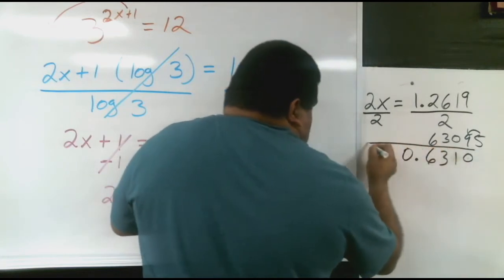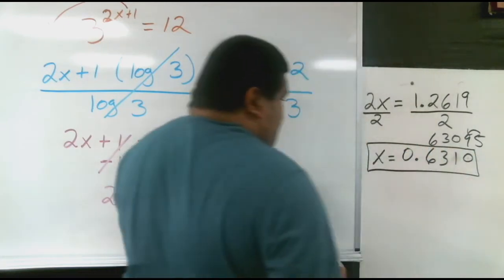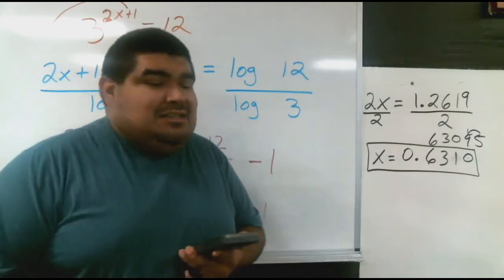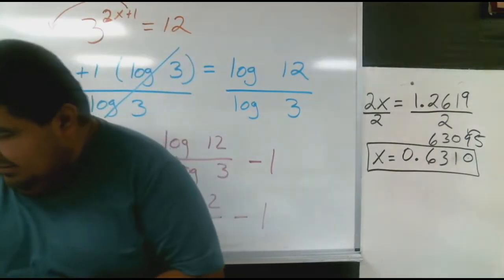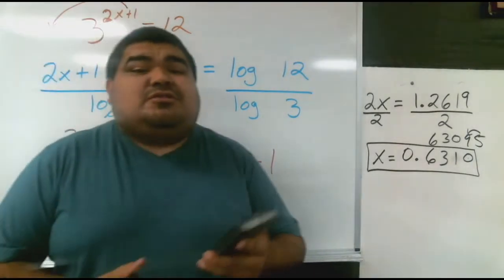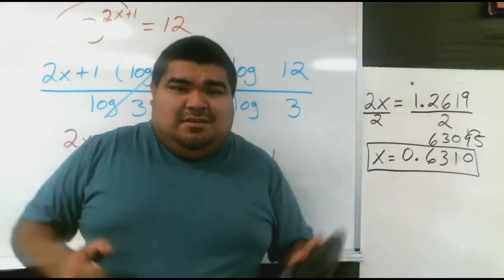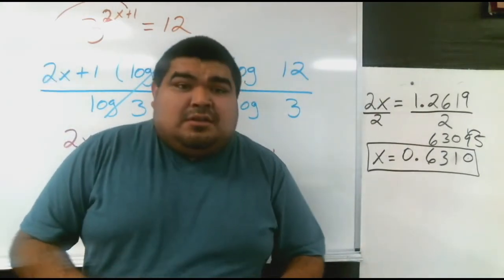So our answer is x equals 0.6310. And that is our answer. Okay, we solved for x. Yay! All right, that's all we're doing.